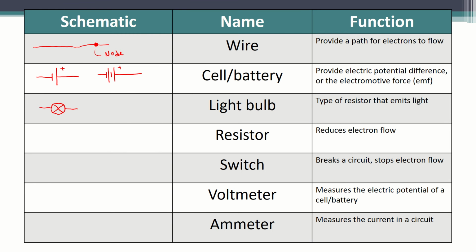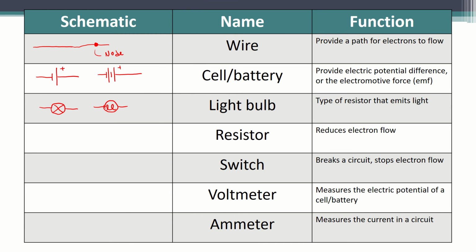Another way is to draw a squiggly line like so, and then again put it in a circle and add a couple of leads on the sides. So that would be a light bulb. And again, a light bulb is just a load or a resistor. The purpose of a light bulb is to produce light, so it's a resistor that emits light.